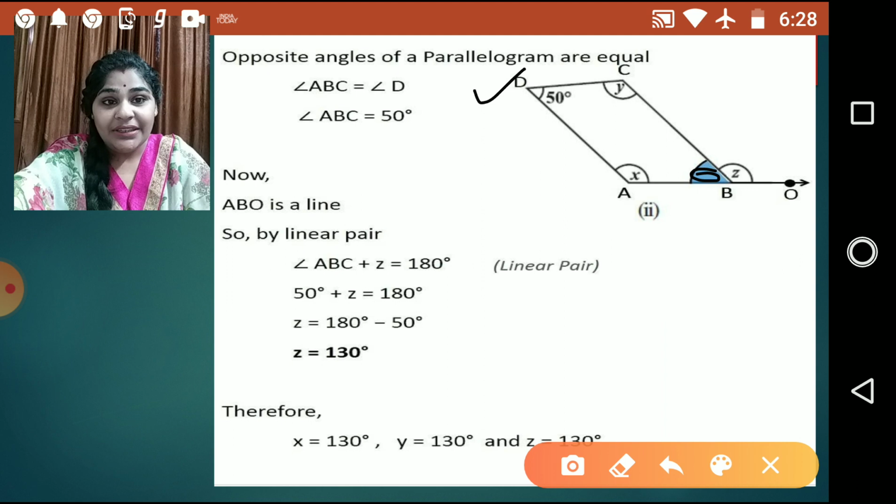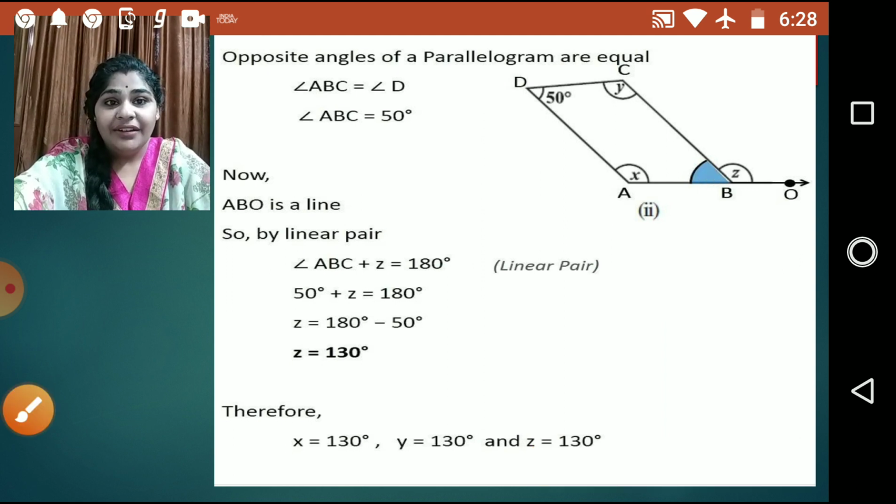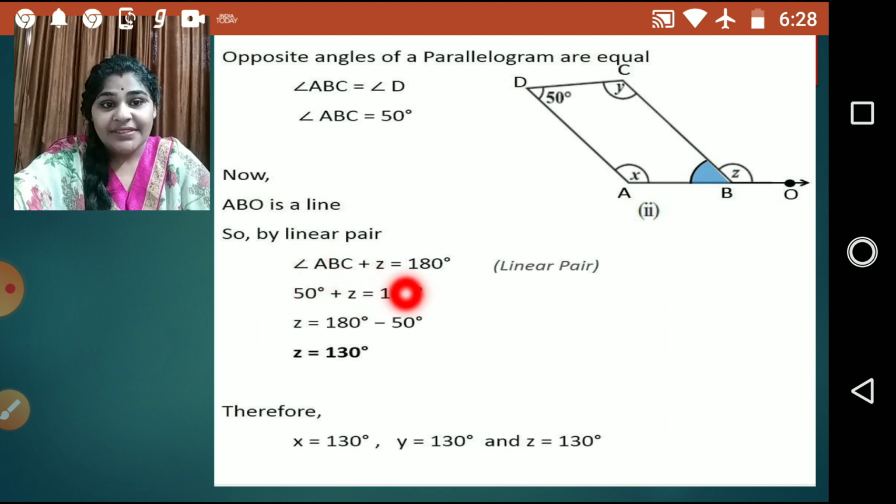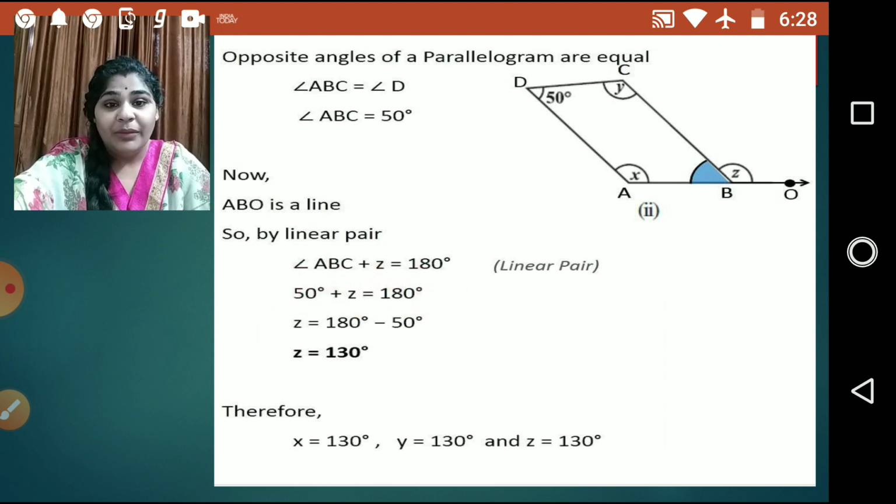That means angle B will be 50 degrees. So now if you see here, ABO is a line. So by linear pair, angle ABC plus angle Z is equal to 180 degrees. They form a linear pair.